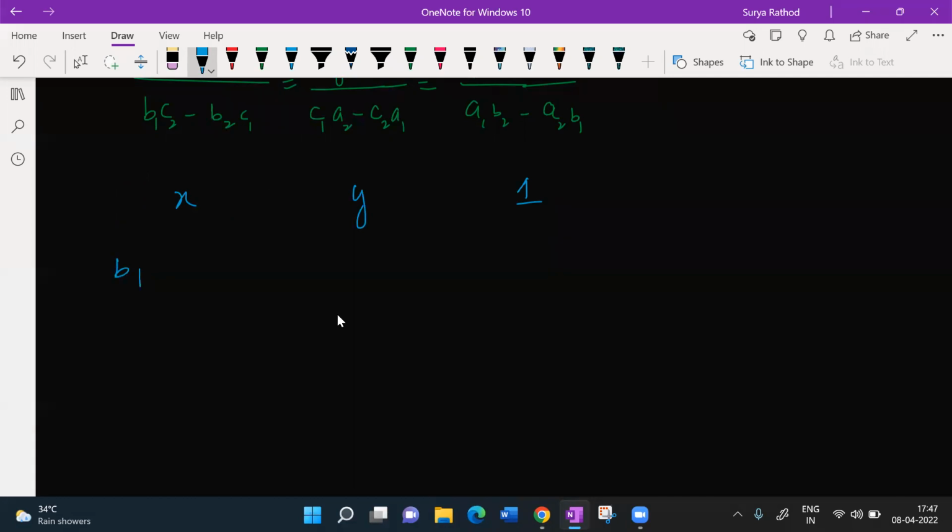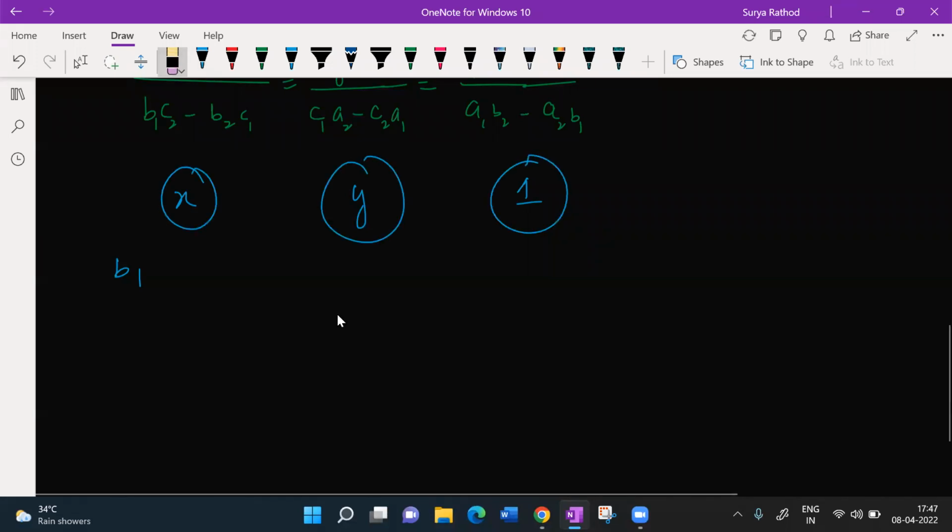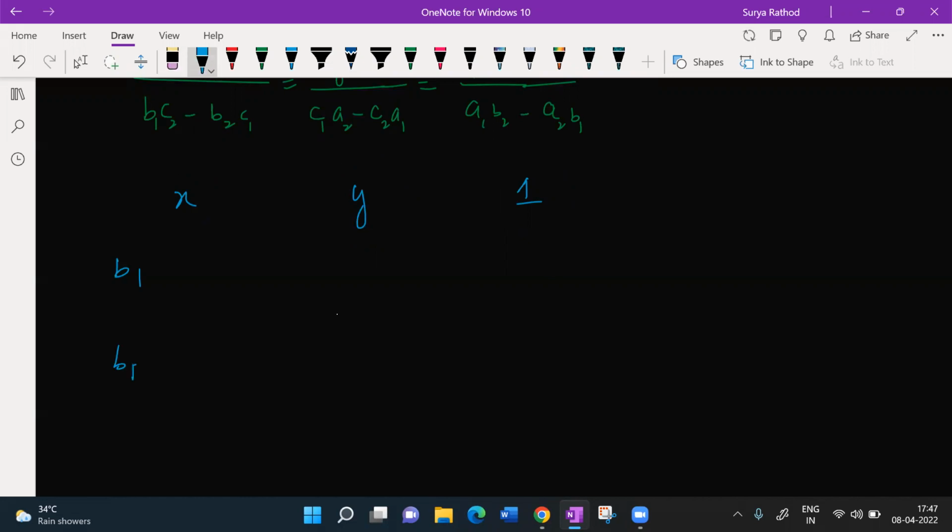Sir, can you repeat x code? No, this is x, y, and constant. Now, here I'll be writing b1, b2, and at last, I'll be writing b1, b2 again. In the middle you will be writing c1, c2.